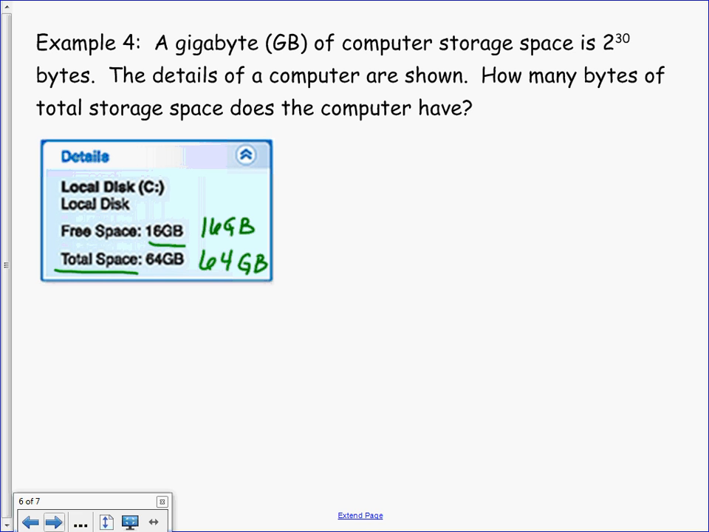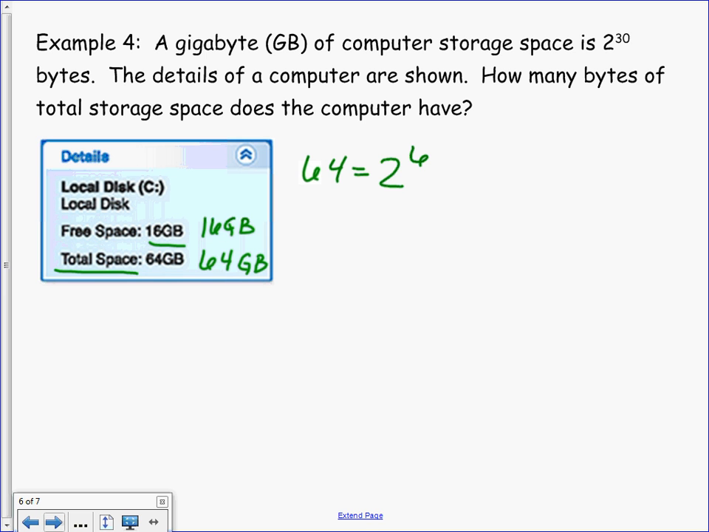Sorry about that. So what we need to do first, okay, we know that there's 64 gigabytes of total storage space. So how can we write 64 with a base of 2? 2 to the what power will equal 64? Okay. Well, that's 2 to the 6th power, because 2 times 2 times 2, 6 times, equals 64.